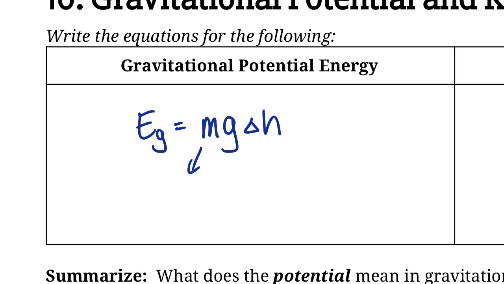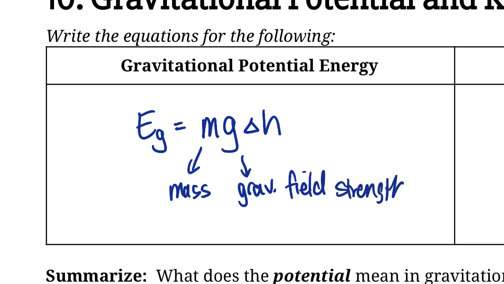So we know that m is clearly just the mass, as always. g is the gravitational field strength, which on Earth is 9.81 newtons per kilogram. And then h, or delta h, which is our change in height.